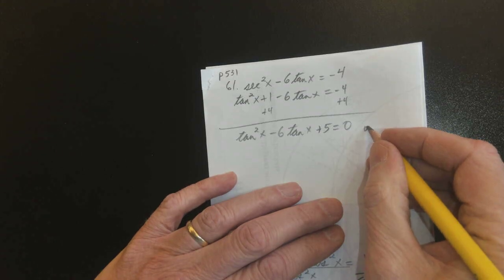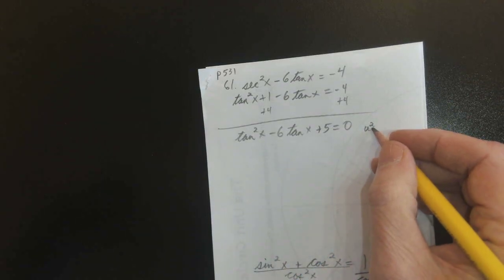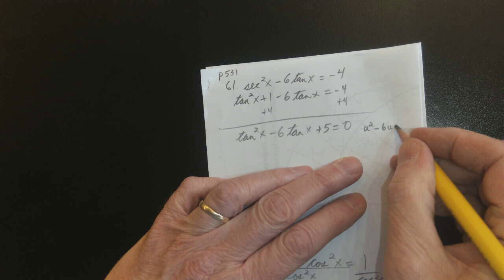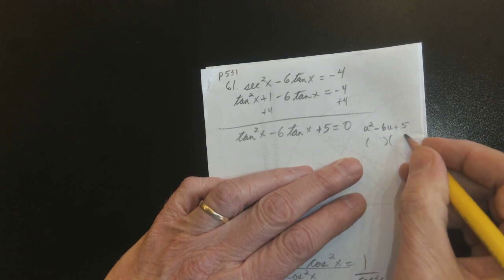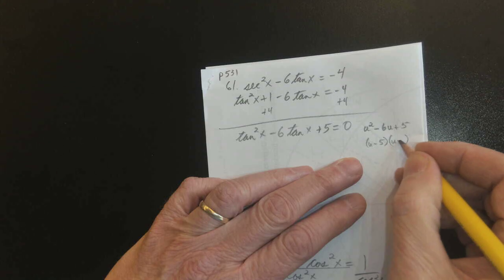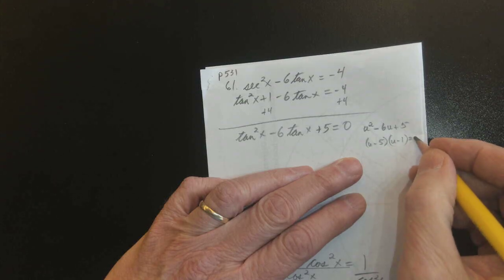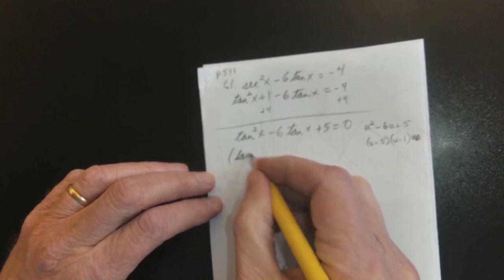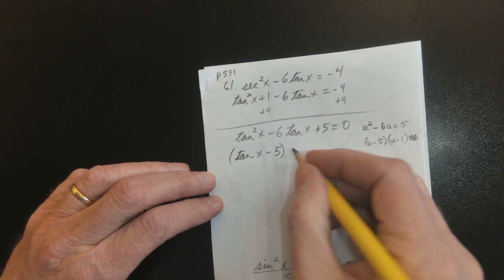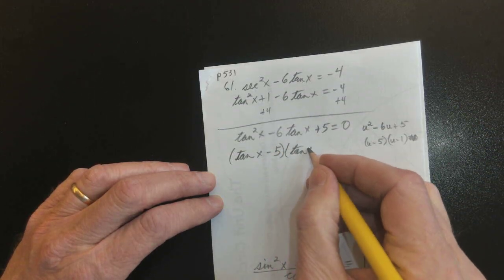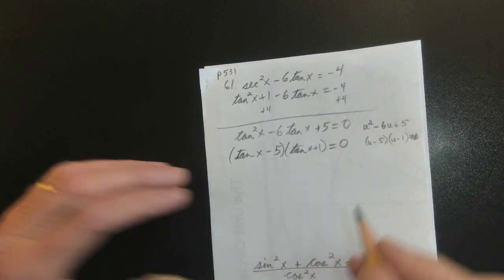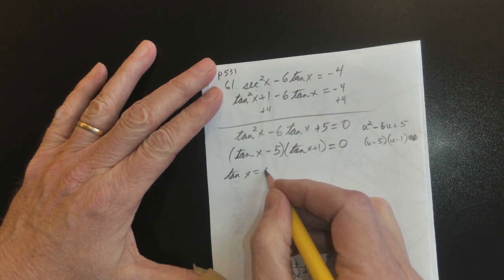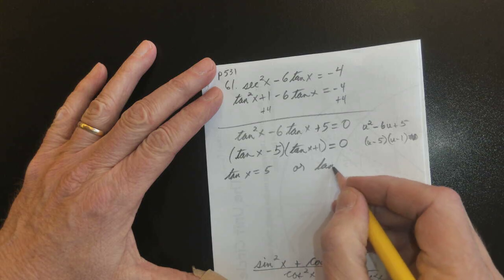We're going to factor that. Now, if you want to think of it in terms of a polynomial or a quadratic, u squared minus 6u plus 5, then you might do something like u minus 5 times u minus 1 for the factoring. So that is tangent of x minus 5 times tangent of x plus 1 equals 0. So tangent of x is 5, or tangent of x is negative 1.